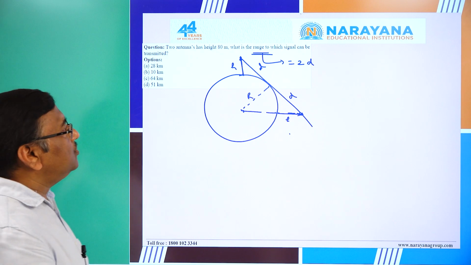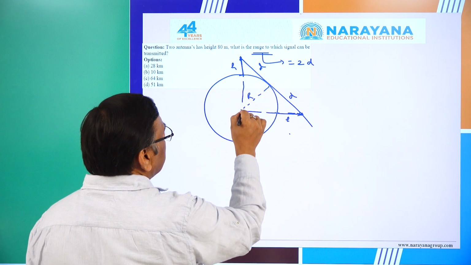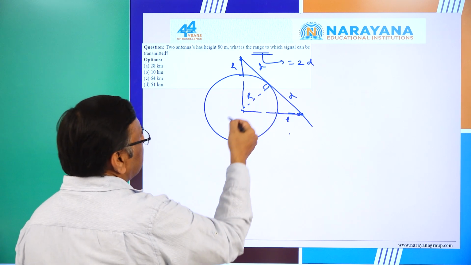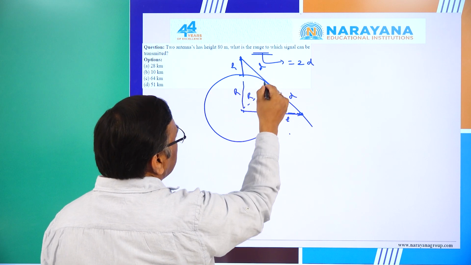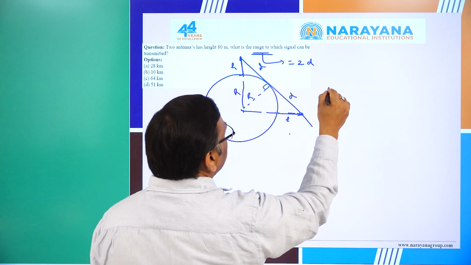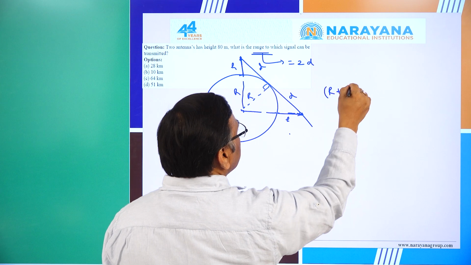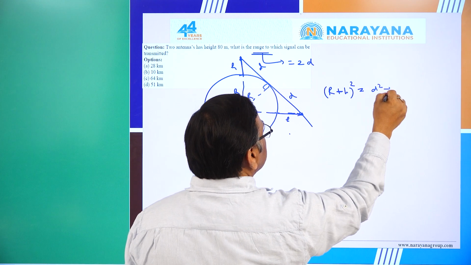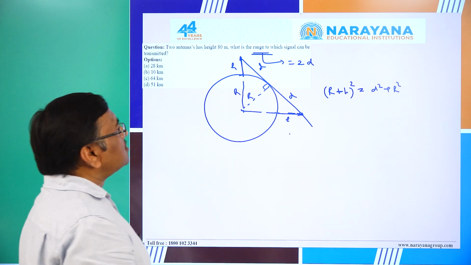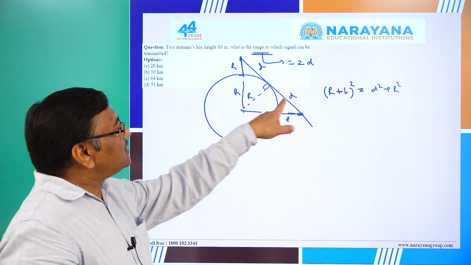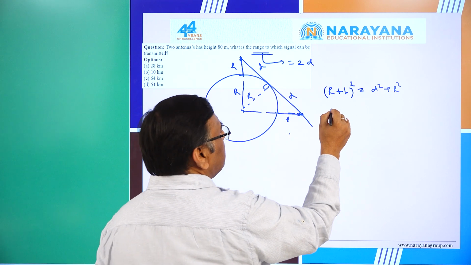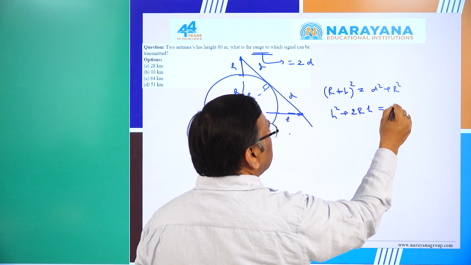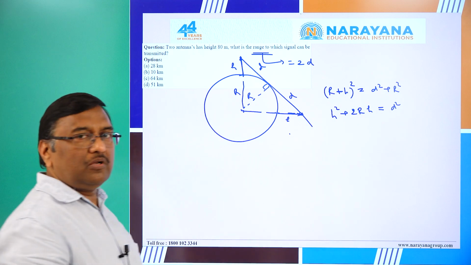How do we find the value of 2d? It's simple again. Many of you may be remembering the formula also, but if you want to write a few steps here, it is going to be r plus h, this is d, this is r only. So we can write now: r plus h whole square equals d square plus r square, isn't it? That is r square plus h square plus 2rh equals d square plus r square. I am eliminating r square here.